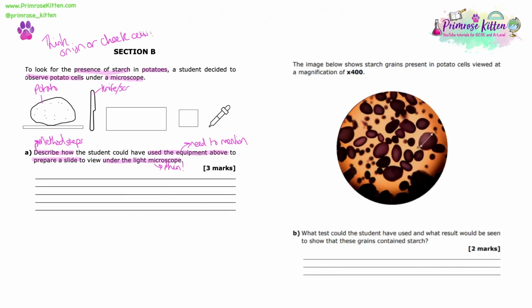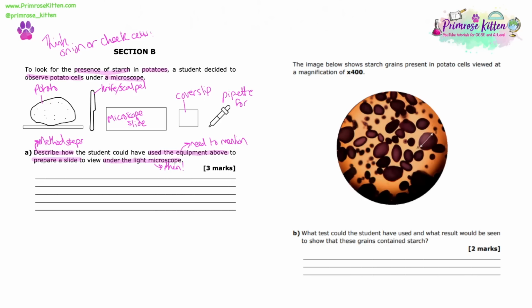So I've got my potato on some kind of board or a tile. I've got my knife or scalpel. I've got my microscope slide. I've got a smaller glass slide, so this will be the cover slip. And then I've got a pipette, which must contain some kind of liquid. And so, like we said, we could put stain on this slide. We could put a drop of water on this slide.